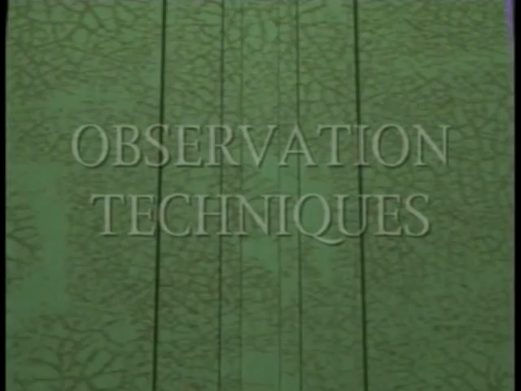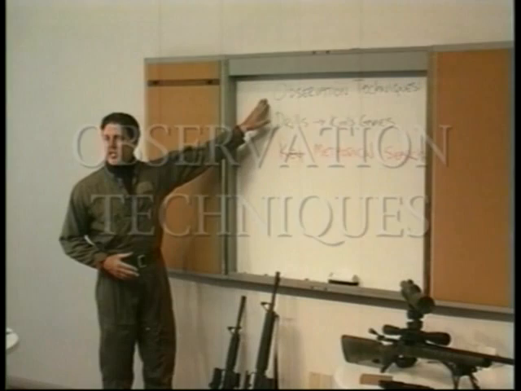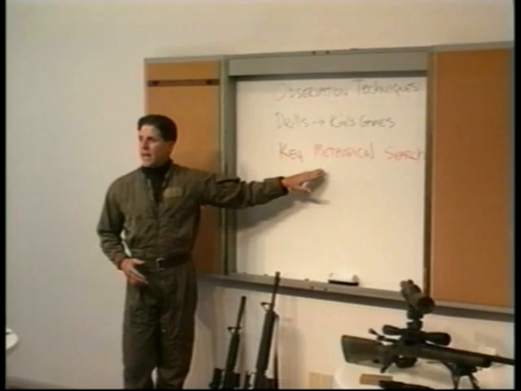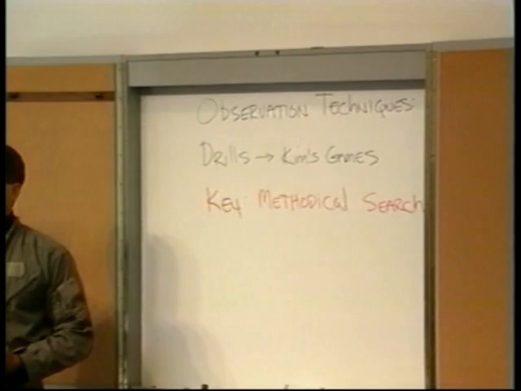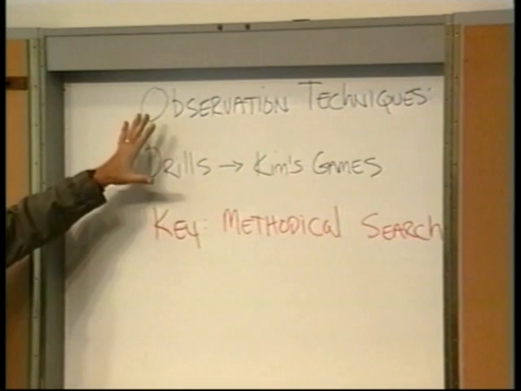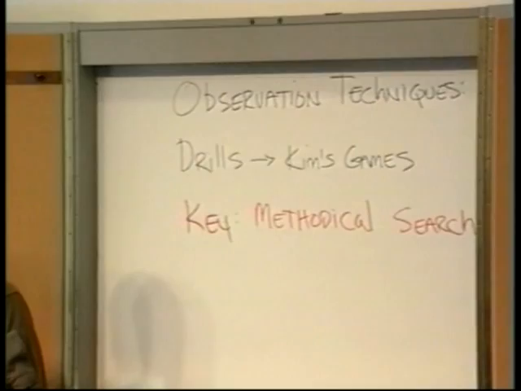Okay, we want to spend a couple minutes just talking about observation and observation techniques and how we get more proficient at it and what's really key in observing. As a sniper, one of your main functions is to go into an area, take a good look at it, and determine what's there and express that in a very clear way. What I see happening with a lot of new shooters, a lot of new snipers, is they get really rushed.